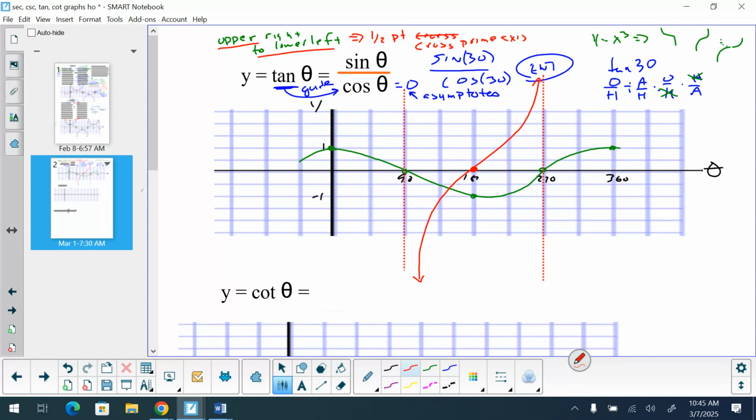Now, if we wanted to, we could draw another asymptote, but we don't really have to, because we would have an asymptote here, and we would have the exact same graph over again. So we don't really need to do a second one there.